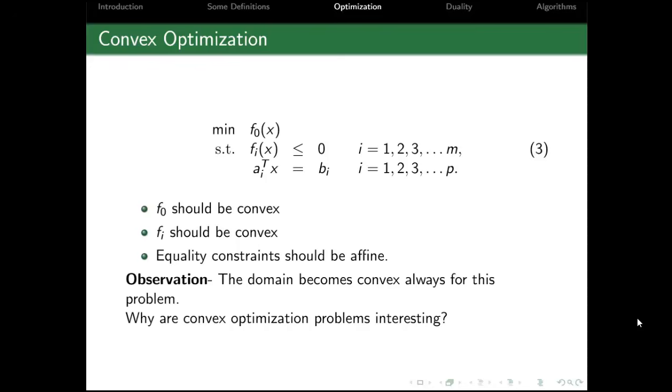So why are convex problems interesting? Convex optimization problems are interesting because of the properties of convex functions and the convex sets. So first, the most important property which is useful for us is that if there is a local minima anywhere, it is guaranteed that it is the global minima for the function. So it makes our life very simple and we don't have to search a lot for the global minima.